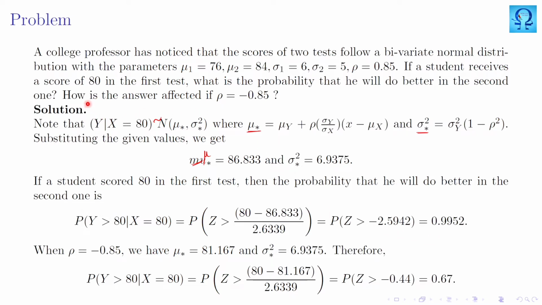Now the question is, how is the answer affected if rho is minus 0.85? Initially it was 0.85. Now instead of plus 0.85, we will have to replace it with minus 0.85. We calculate mu star and sigma star accordingly, and we just calculate it. So if you see, when rho was 0.85, the chances were high, whereas if it was less, the chances were less.